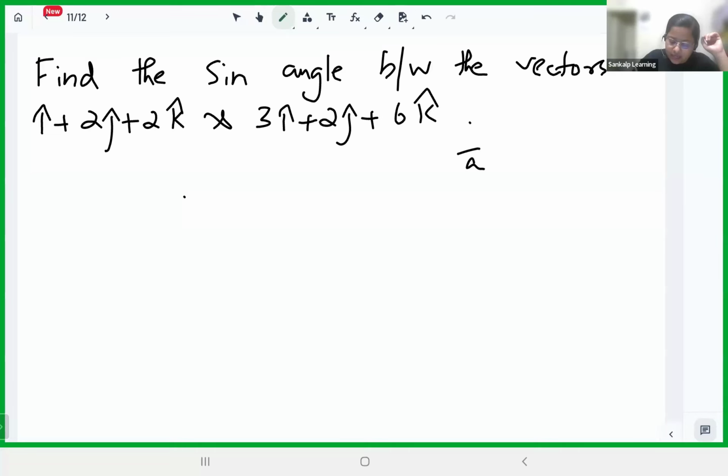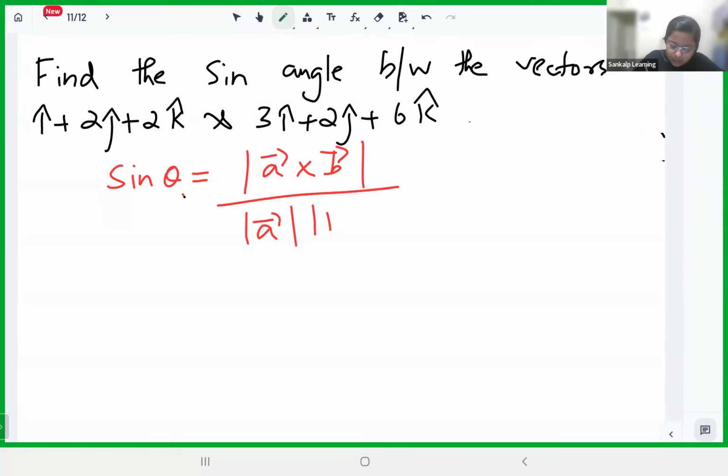We know vector A cross vector B is equal to magnitude of vector A into magnitude of vector B into sine theta, right? From that you will get sine theta. So sine theta is equal to the magnitude of A cross B, because we have to find the value of sine theta, divided by magnitude of A into magnitude of B. So this is the formula to find the sine of the angle. All right. So first we need to find A cross B, right?